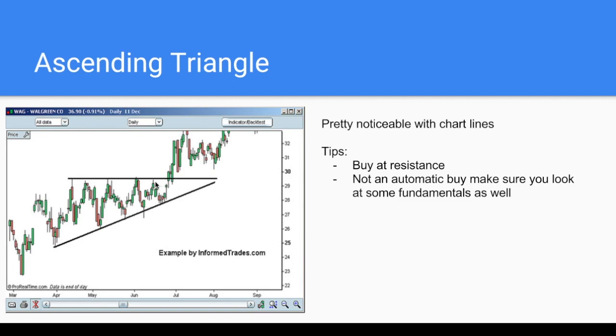But if you want to buy, I would say buy right here. Or if you see this happening and you're a little risky, you can even buy it at this low right here, one of these lows, if you're confident that it's an ascending triangle. It's not an automatic buy, but make sure you look at some of the fundamentals, like I've been saying, because the fundamentals are pretty important.